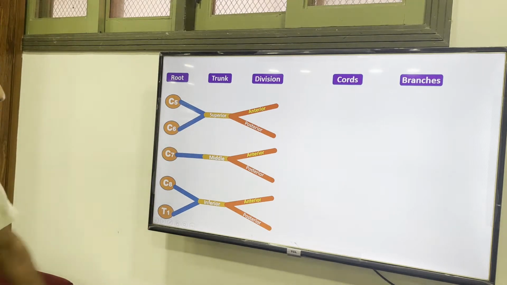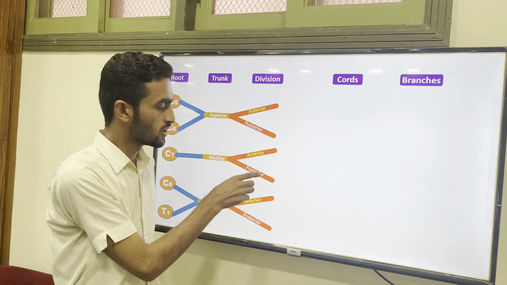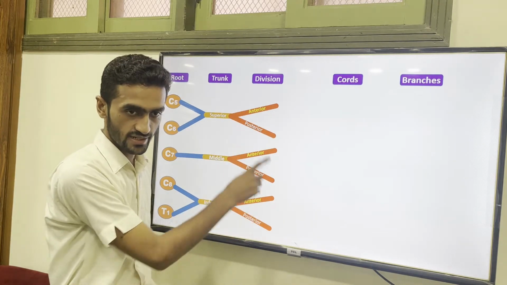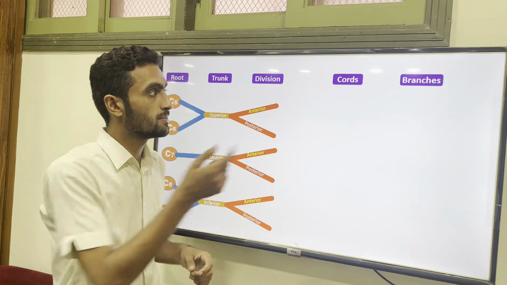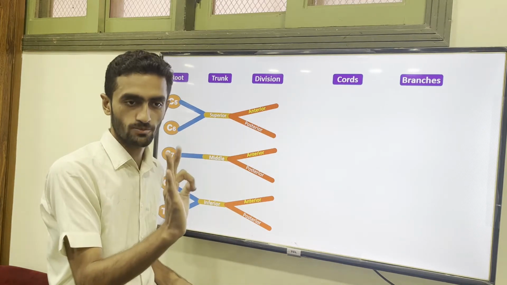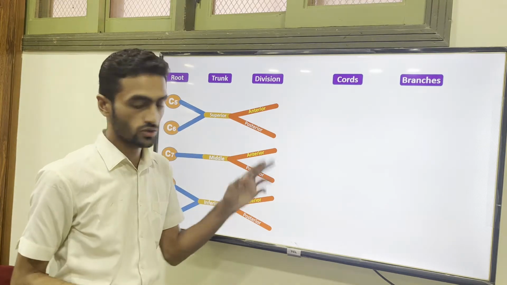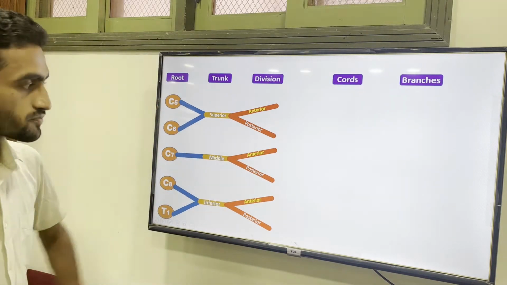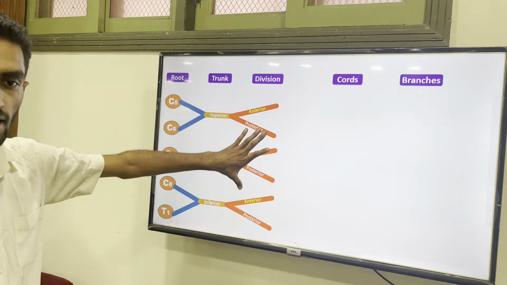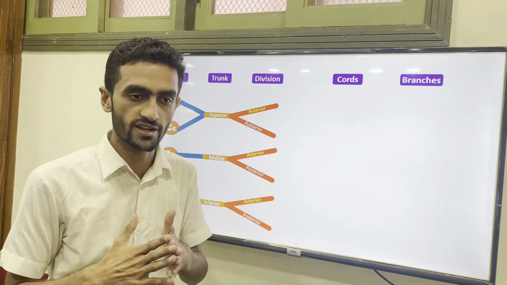Now see all these 6 divisions. All the posterior divisions unite and form a cord, that is the posterior cord. The posterior cord is formed by all the posterior divisions, while the anterior divisions form the lateral and medial cords. So let's see how they form this. All the posterior divisions unite and form a single cord, that is your posterior cord.